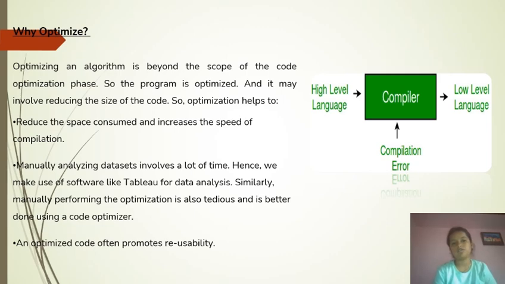Manually analyzing datasets involves a lot of time. Hence we make use of software like Tableau for data analysis. Similarly, manually performing code optimization is also tedious, so it is better done using a code optimizer. If a human is doing code optimization, it will need much time and that is not an efficient way of doing this. So there are many software tools for data analysis, and here in code optimization we use a code optimizer for reducing the code. And optimized code often promotes reusability.